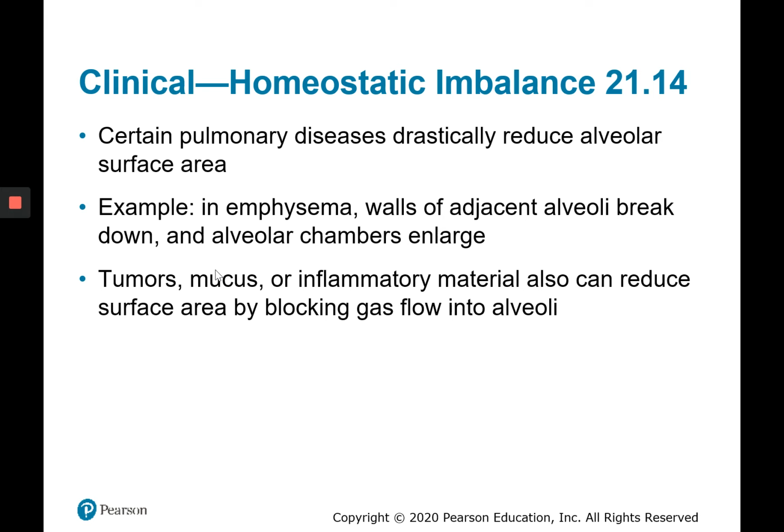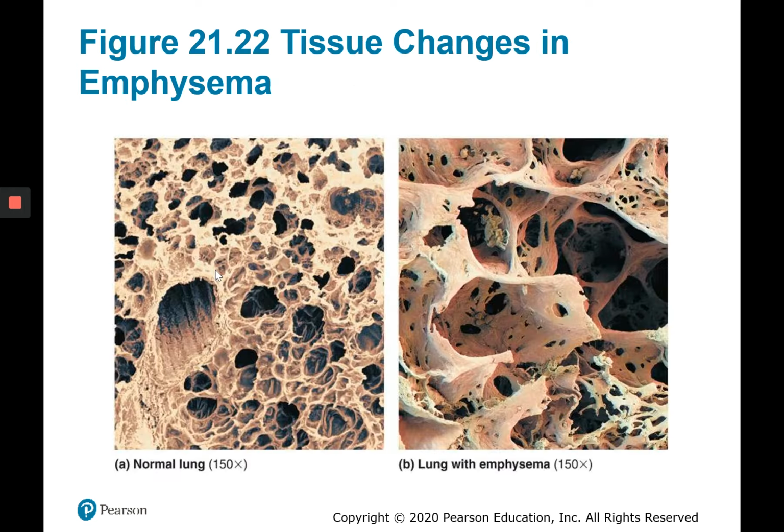There's also pulmonary diseases that can reduce alveolar surface area by destroying alveoli. Emphysema is one of those disorders. It would actually break down the walls of the alveoli, decreasing the convolutions we would find in an alveolar sac, and therefore decreasing alveolar surface area. Tumors, mucus, and inflammatory material could also do this as well. They would do this, however, by blocking alveolar structures.